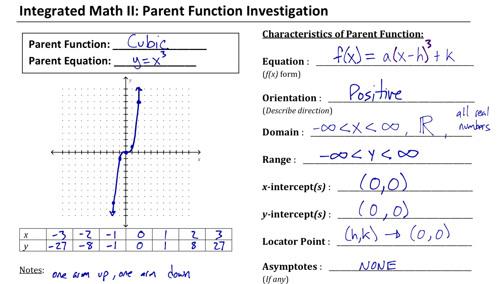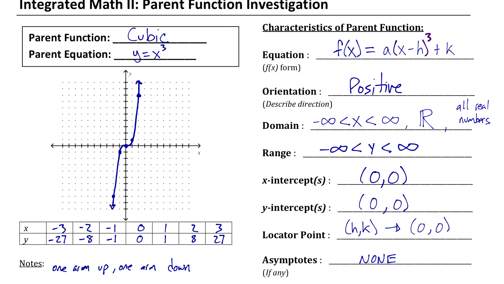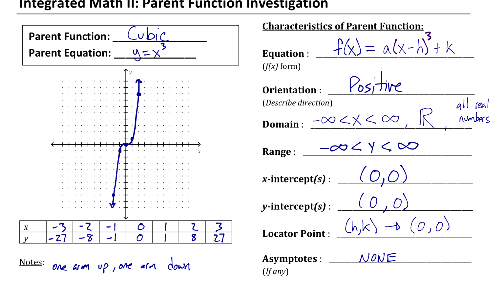So this is our first parent function, our cubic. It's called cubic because we have our x cubed, right? We're graphing x cubed. So parent equation, this is the one that assumes we have no shift, no transformations occurring. This is what our graph looks like.